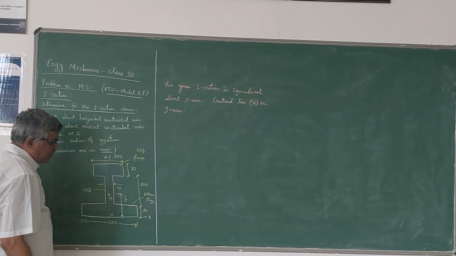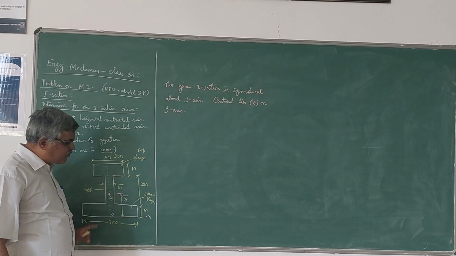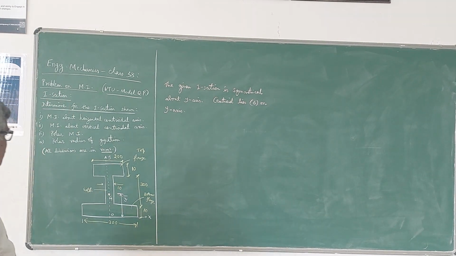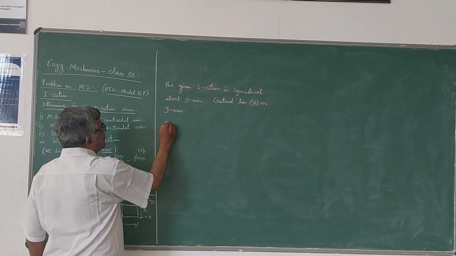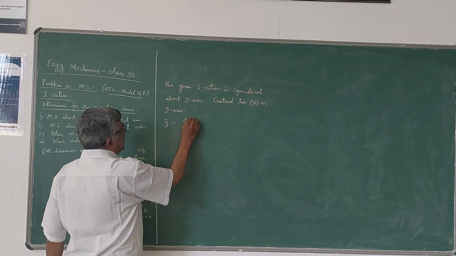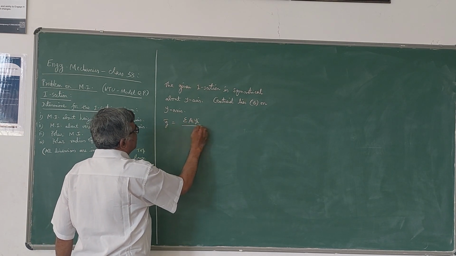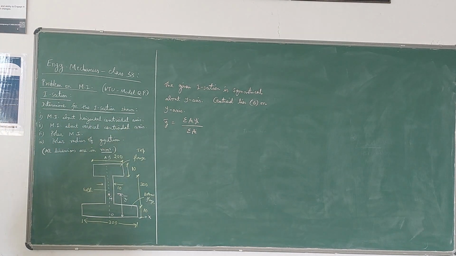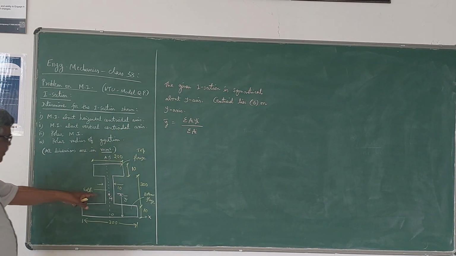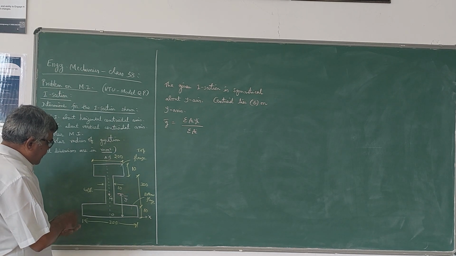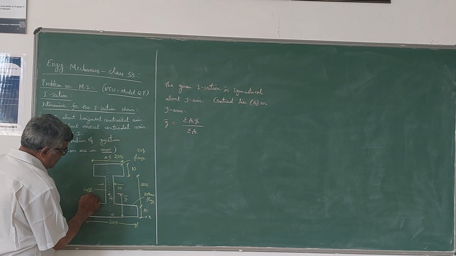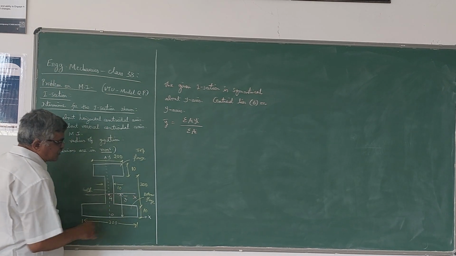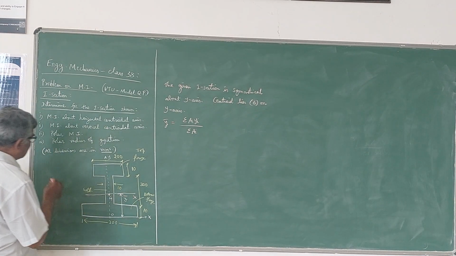Once you get the y bar value, that is the distance of the centroid from the assumed reference axis, the x-axis, using the formula y bar is equal to summation ai yi divided by summation ai, which we have used to locate the centroid. You can locate that centroid, and then if you draw an axis which is horizontal passing through the centroid, that is the x axis. So we need to find IGX here.